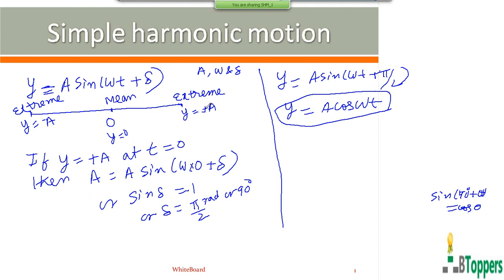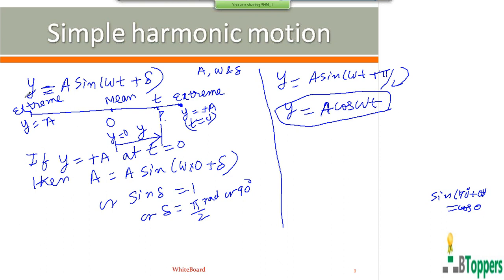I would like to conclude that if we start timing when the particle is initially at the positive extreme position, that means at t equal to 0 it is at the positive extreme position, and at time t it is at the point P, then the displacement y from the mean position at time t is given by this equation, y equal to a cos omega t.